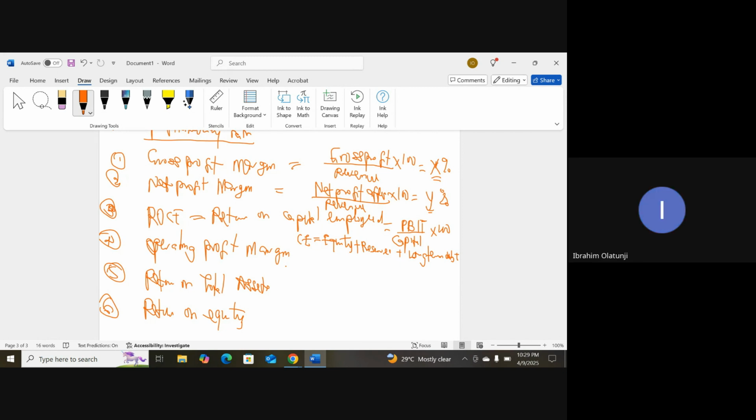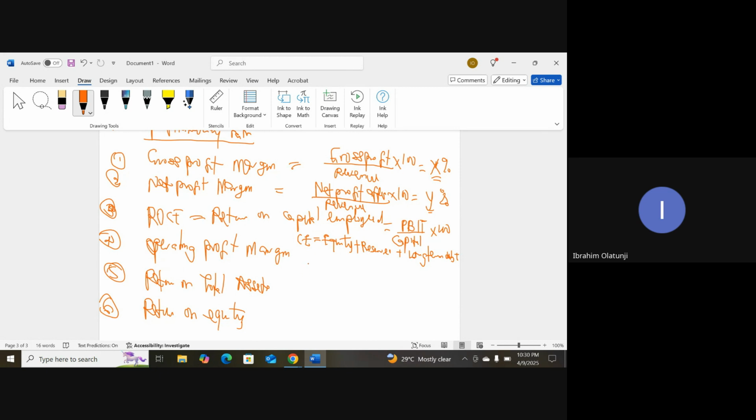And I also mentioned operating profit margin. So this operating profit margin is also PBIT. Look at number 2, so that you won't be confused. I said net profit margin. It is profit after tax, PAT, all over revenue.